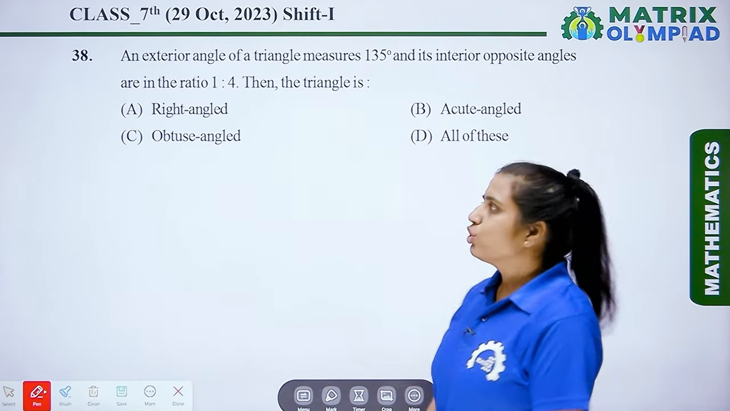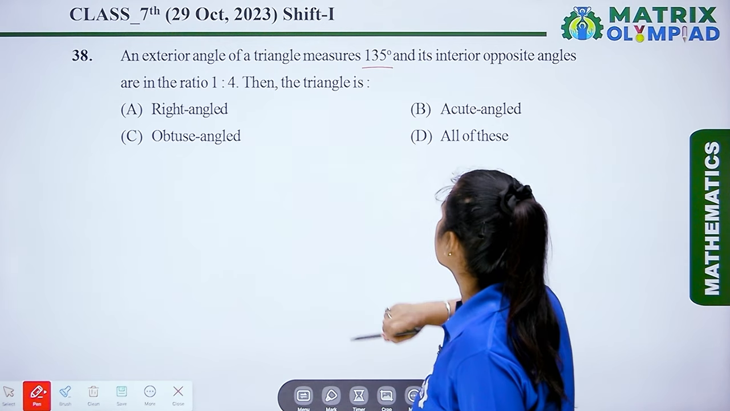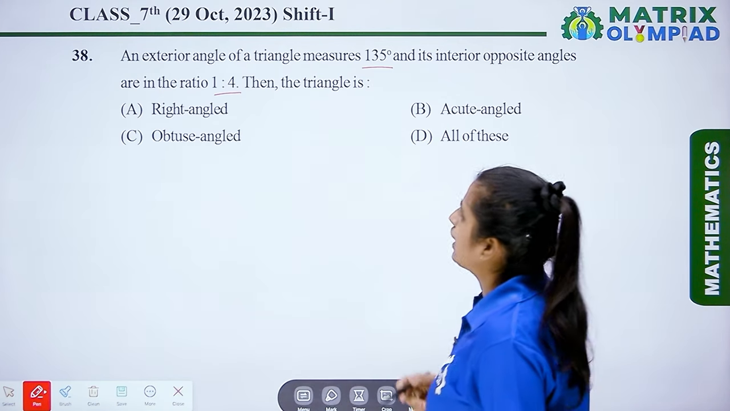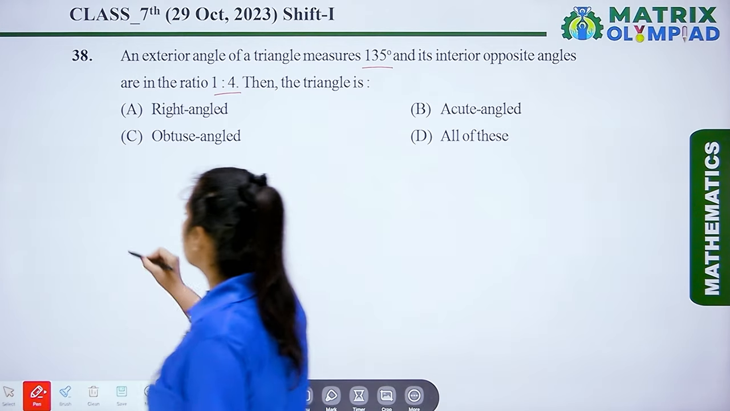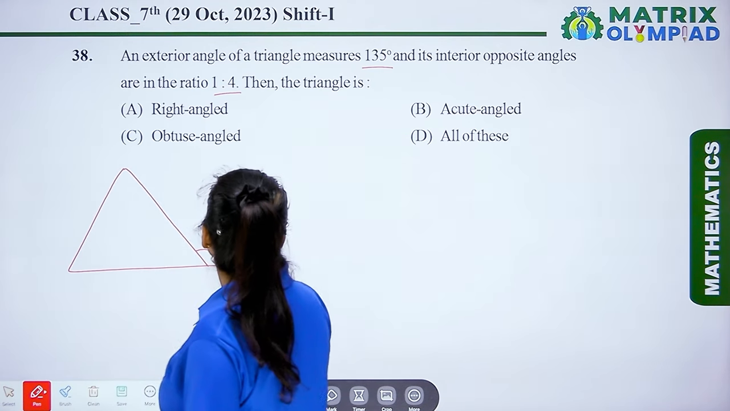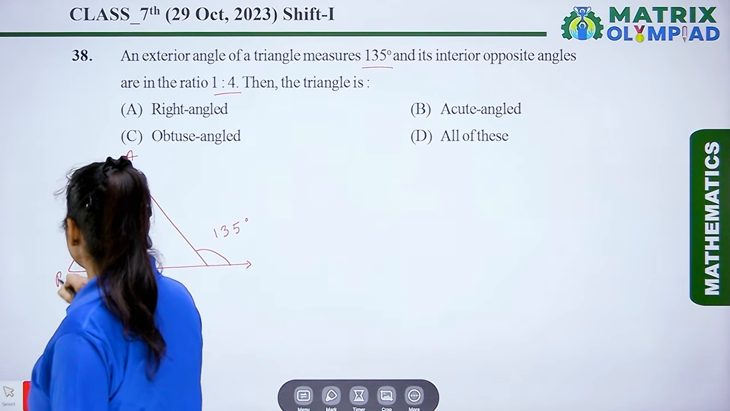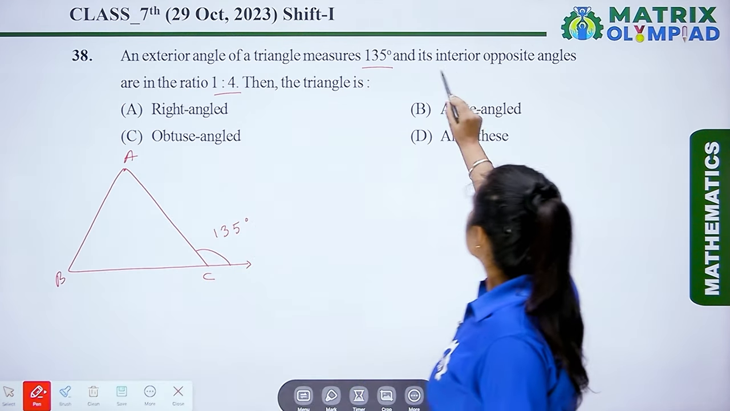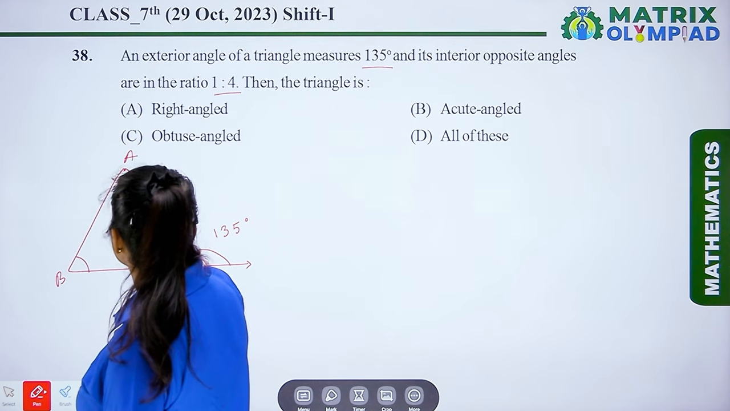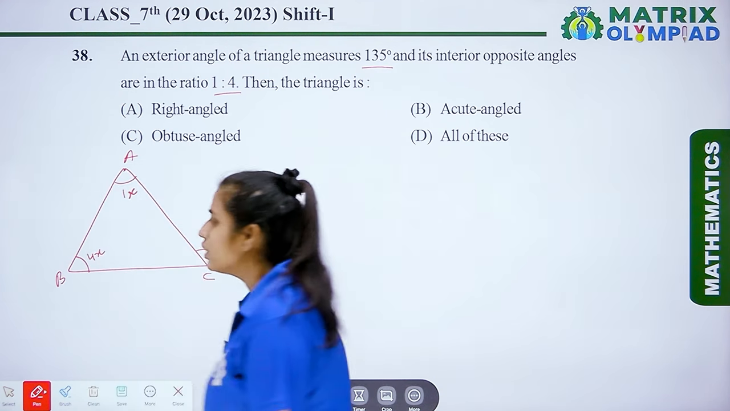Now the next question. Next question is question number 38. An exterior angle of a triangle measures 135 degrees and its interior opposite angles are in the ratio 1:4, then the triangle is. Now here we have to find out the name of the triangle. Here we are given an exterior angle and the exterior angle is 135 degree. Let's name the triangle ABC. Its interior opposite angles are in the ratio 1:4. So let's take the interior opposite angles as 1x and 4x because we don't know the angles.